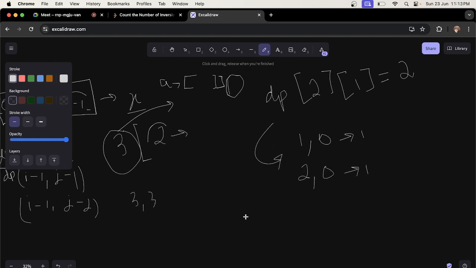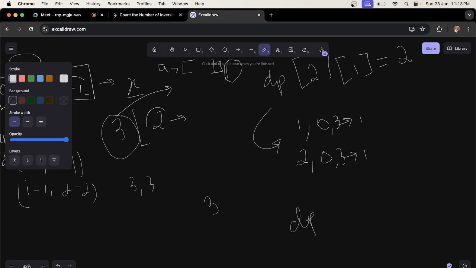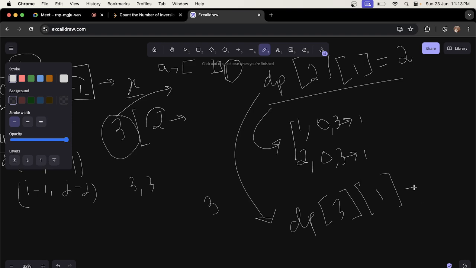Yes. So now let's say I want to add a third element, and let's say the third element is 3. If I add 3 at the end, the inversion count still remains 1, right? So if I have to calculate the value of dp 3 1, I need to add this value of dp 2 1 to this, right? Because I need to add these two permutations to my combination of 3 and 1.